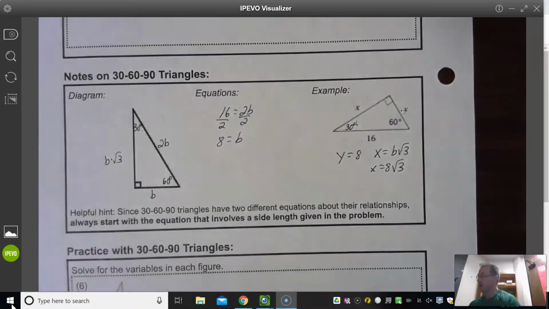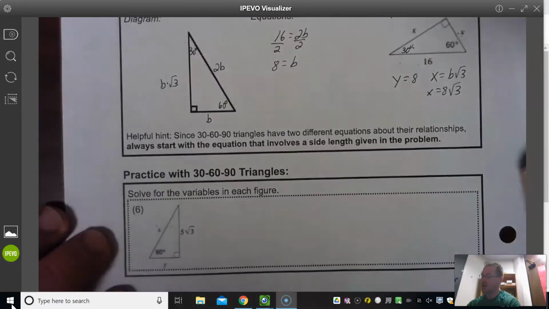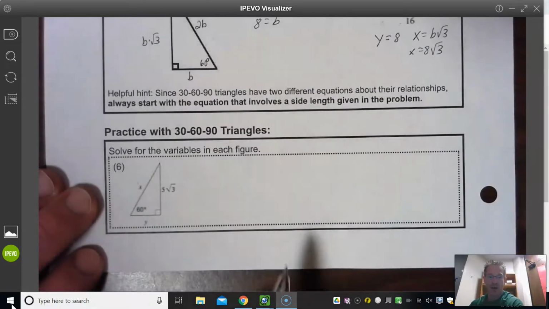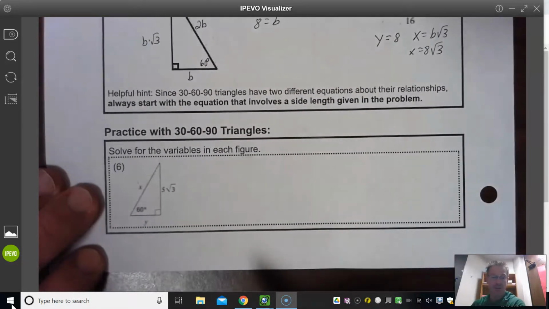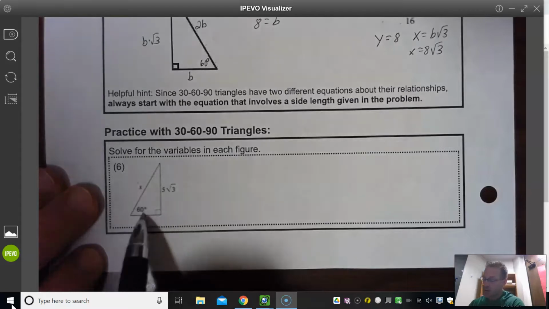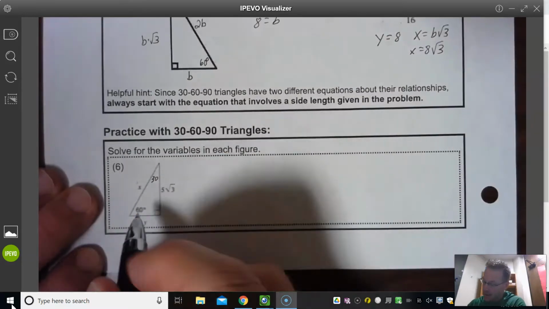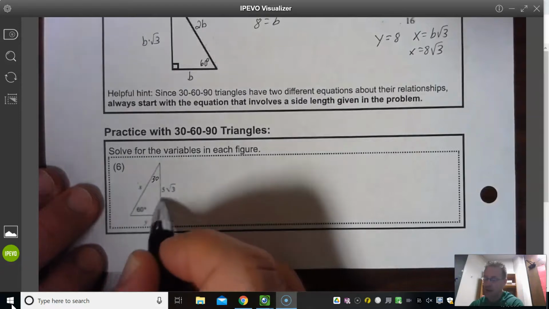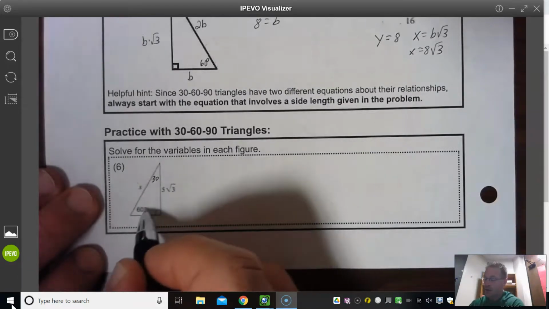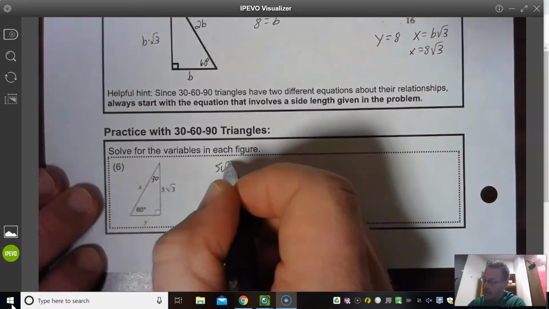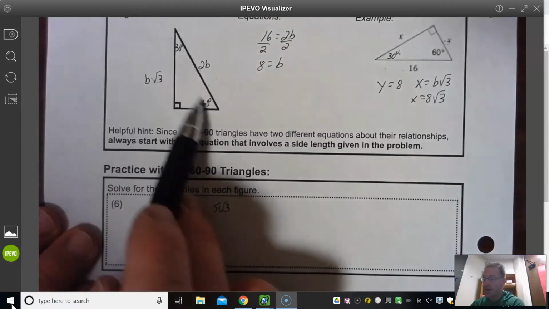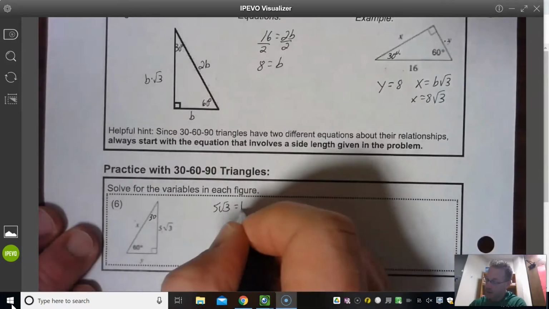Okay, let's look at one more example together. Let's look at number 6 here at the bottom of the page. Once again, it's all about figuring out what triangle do I have and then what information am I starting with. So once again, here's 90, 60, and here is 30. Notice this time I'm starting with the side opposite 30, or excuse me, side opposite 60. The side opposite 60 is 5 √3, and we know from our diagram that that has to equal B √3.